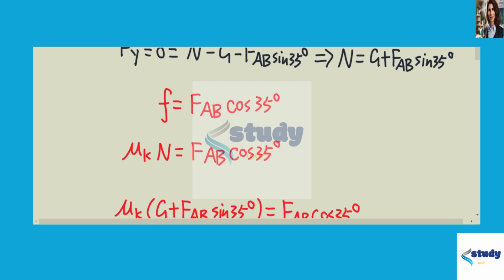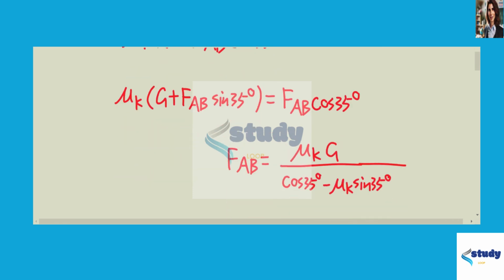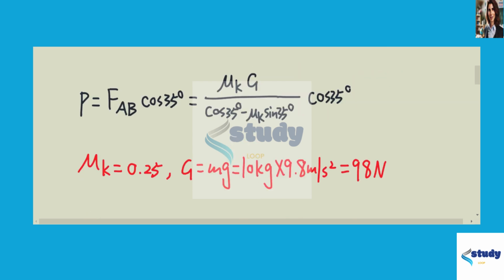So we have mu K N equal to FAB cosine 35 degrees, which is mu K times G plus FAB sine 35 degrees, equal to FAB cosine 35 degrees. If we do some rearrangement, eventually we have FAB equal to mu K G over cosine 35 degrees minus mu K sine 35 degrees. Therefore, force P is equal to FAB cosine 35 degrees, which is mu K G over (cosine 35 degrees minus mu K sine 35 degrees), times cosine 35 degrees. We know mu K is 0.25. G, the gravity of the block, is mg, which is 10 kilograms times 9.8 meters per second squared, and that gives us a gravity of 98 Newtons.